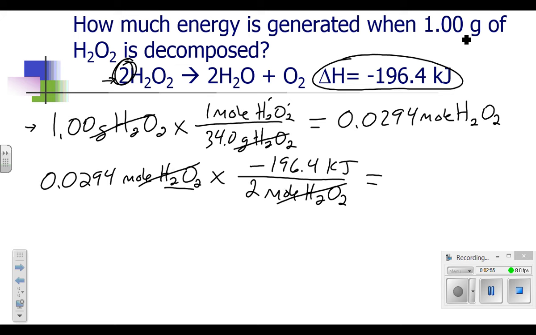And so when we take that answer from before times negative 196.4 and divided by 2, we get 2.89 kilojoules. Again, pause, put it in the calculator to make sure that's what you get. But that seems reasonable. If the entire reaction gives us a negative 196 and we have a small amount, only 1 gram, we would expect to get only a small amount of energy. So there you go. That is a thermochemistry enthalpy problem.